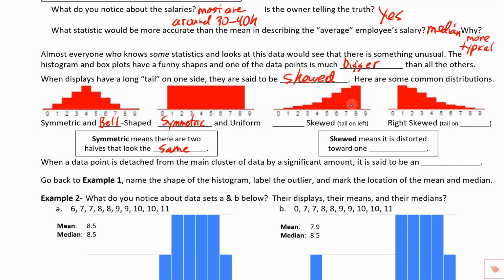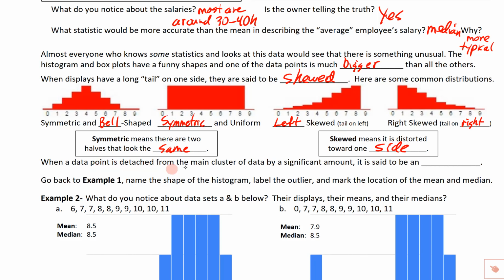And this one is skewed, and the way we say it's skewed is we say the direction of the skewedness is by the tail. So we would say that this is left skewed because the tail's on the left, and by the same token, this one over here would be right skewed because the tail is on the right. And what skewed means is it's distorted toward one side or the other side. So here it's skewed to the left, and here it's skewed to the right. Again, we name the skewedness according to where the tail is.